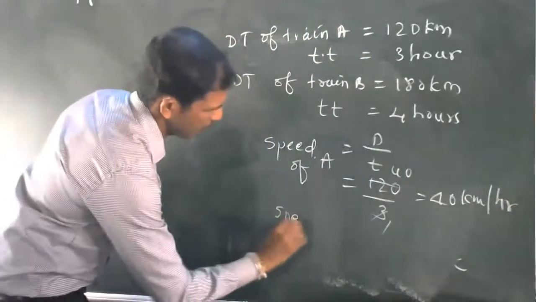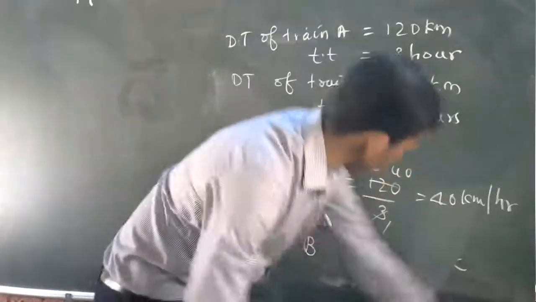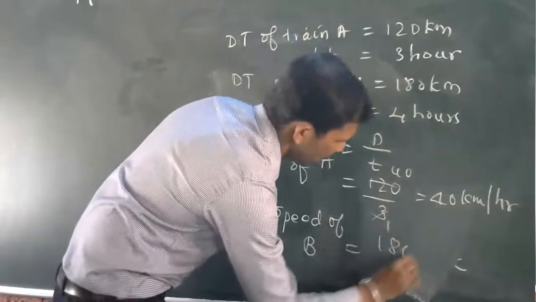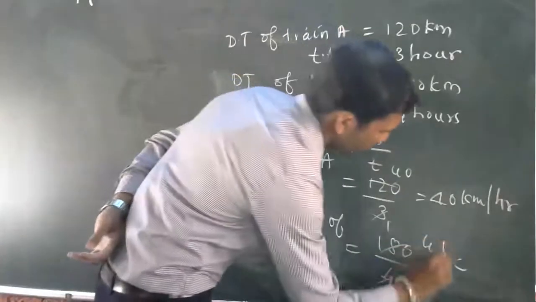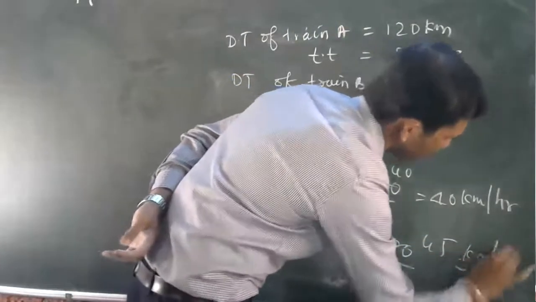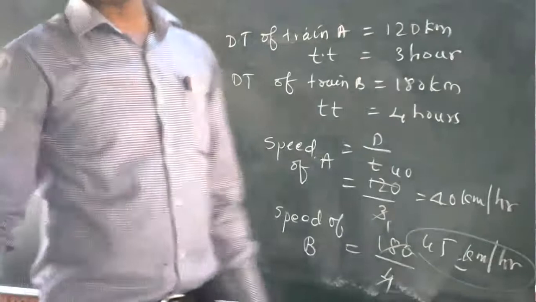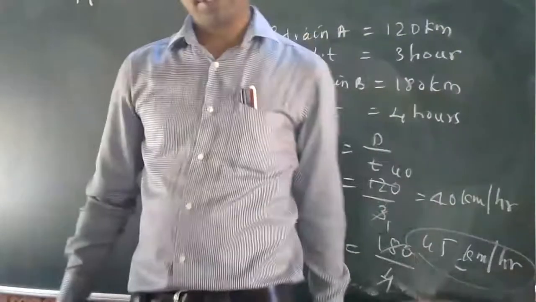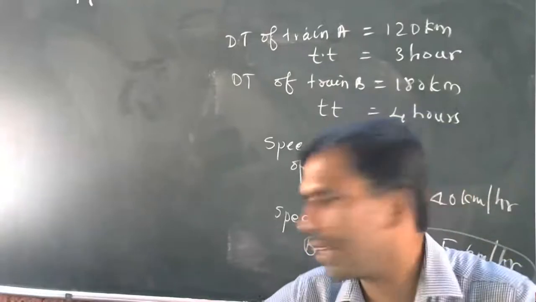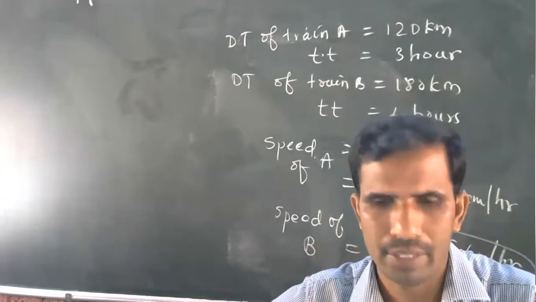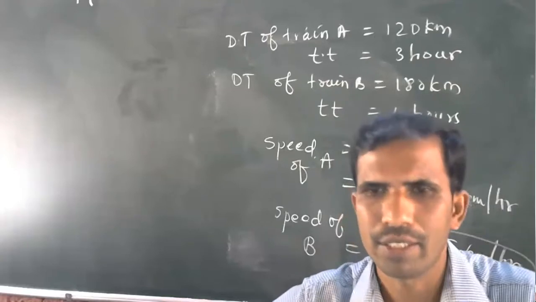So speed of B, how much? 180 divided by 4. So 45 kilometers per hour. So that's why the second train B is running faster. So train A is 40 kilometers per hour and train B is 45 kilometers per hour. So train B is traveling faster.